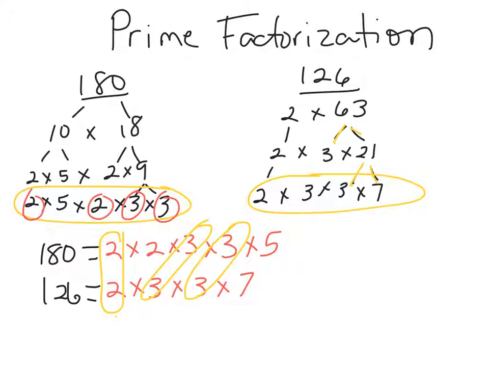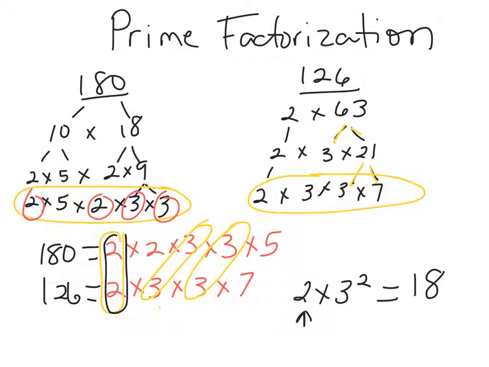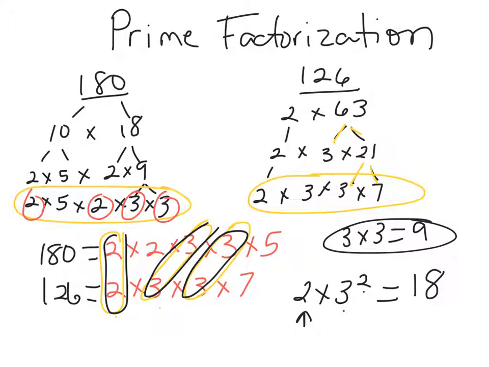Our answer would be the greatest common factor is 2 times 3 to the second power, and that will work out to be 18. How did I get that? I have a 2 right here, 1, 2, that's what I marked there. I have 2 3s, so that's 3 to the second power, and 3 to the second power is 3 times 3, which equals 9, but it doesn't really matter. I just want you to remember what that is. And that equals 18.